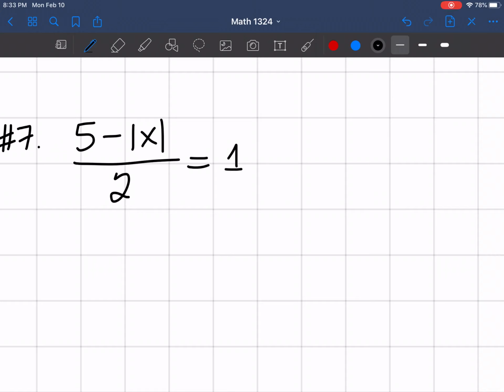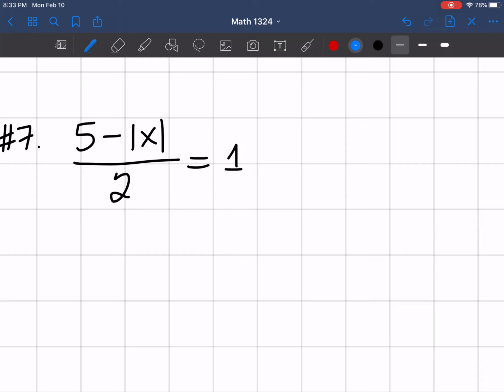Okay, so in this section we need to solve for x, and it involves equations that have the absolute value of x, as you see here. The idea here is to isolate the absolute value of x by using some algebra to undo some things, and then you will be able to use the property of absolute value to solve for x.